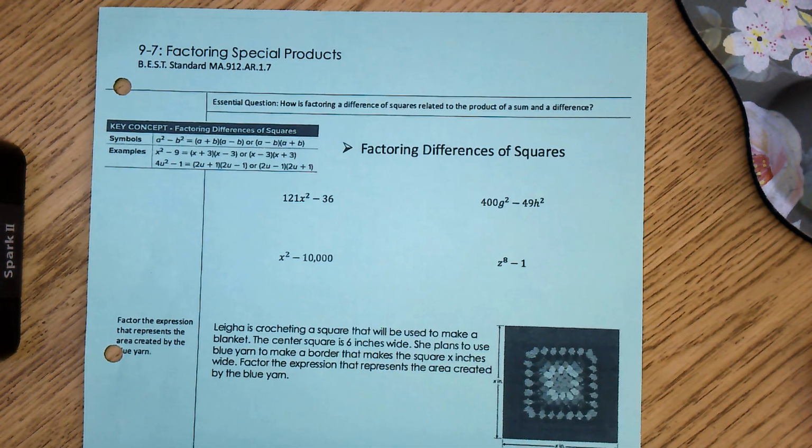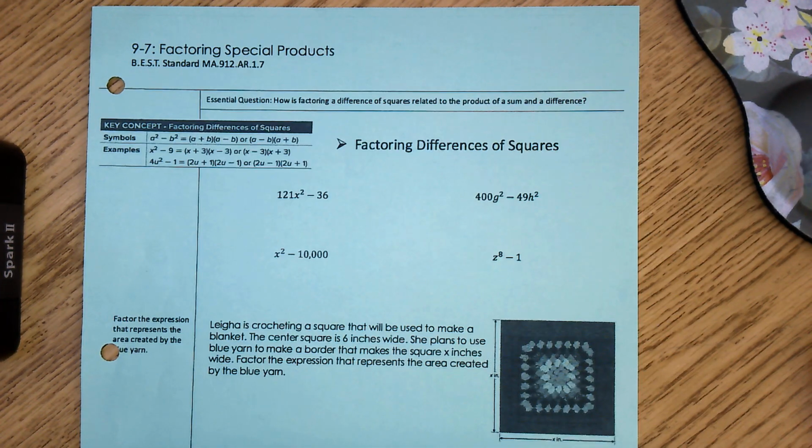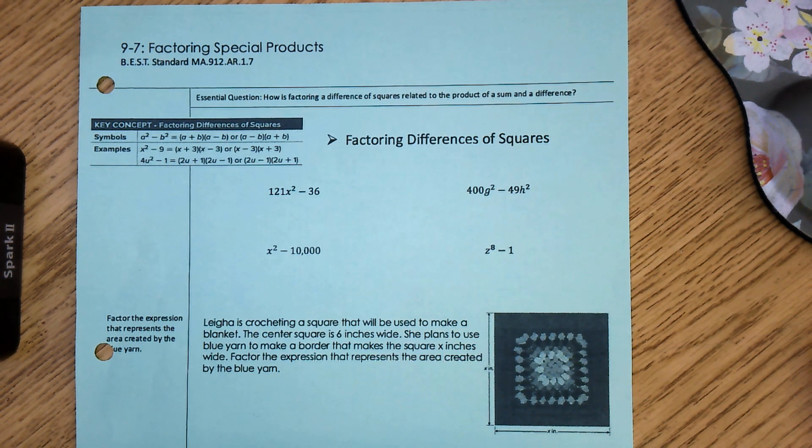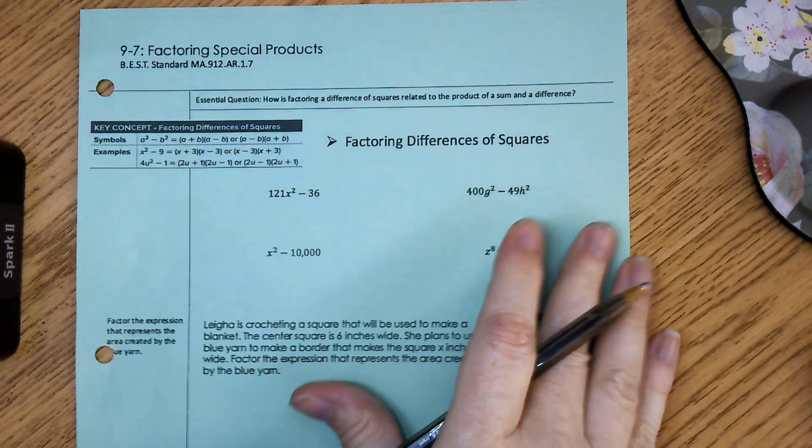All right, 9-7, factoring special products. This is our last set of notes on factoring. We have one more set of notes for this unit, and then we will be taking our quiz on the last half of Unit 9. All right, so factoring differences of squares.